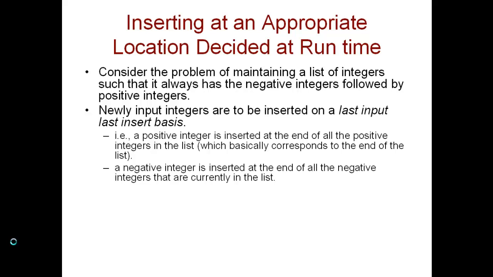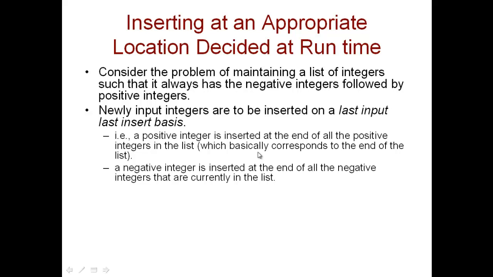So let us look at this as an example, the problem of maintaining a list of integers such that it always has the negative integers followed by the positive integers. So you're going to insert one integer at a time to the list. Only after the user inputs the integer, you know whether it's negative or positive, and then you have to be able to decide where that integer has to be inserted. And so you want to insert the new integers on a last input last insert basis.